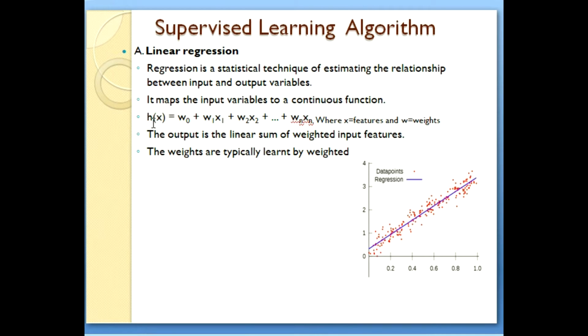Here is a function h(x) equal to w transpose x. What is w? w is the weights, and x is the features. So h(x) = w0 + w1 x1 + w2 x2. This is a linear multivariable function, so the output is the linear sum of weighted input features. The weights are typically learned by a weighted method.